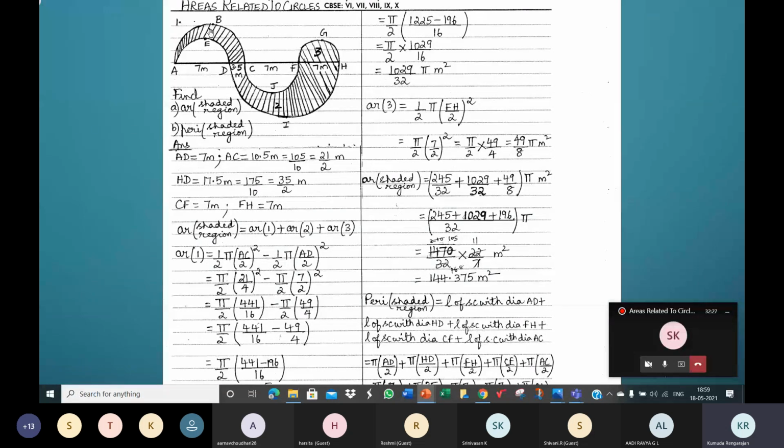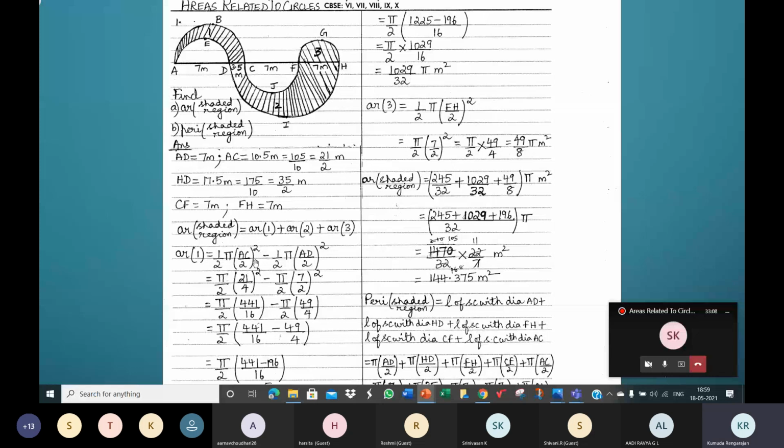How do you find the area of this portion 1? It's the area of this semicircle minus the area of this semicircle. Be very careful. The area of a semicircle is half pi r square. We have to find the area of the semicircle which has AC as diameter. What is r? Diameter is AC, so the radius is AC by 2 square. That's what I've written here.